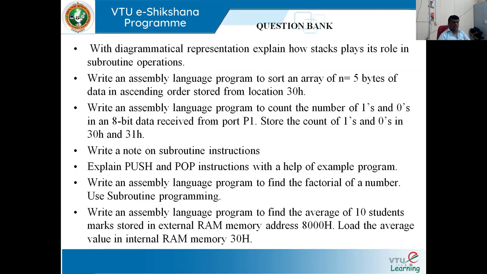Then write an assembly language program to sort an array of n equal to 5 bytes of data in ascending order, right? Or maybe in descending order. Then write an assembly language program to count the number of ones and zeros in a given number, right? And then store those counts of ones and zeros in 30H and 31H.